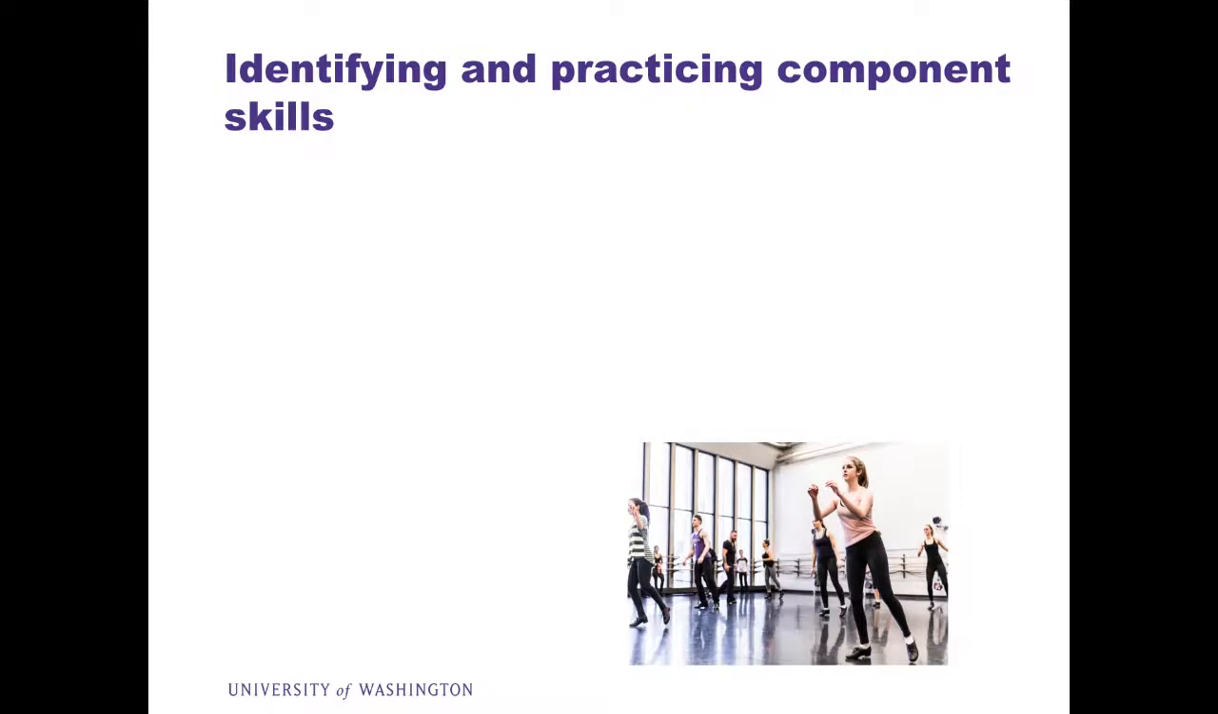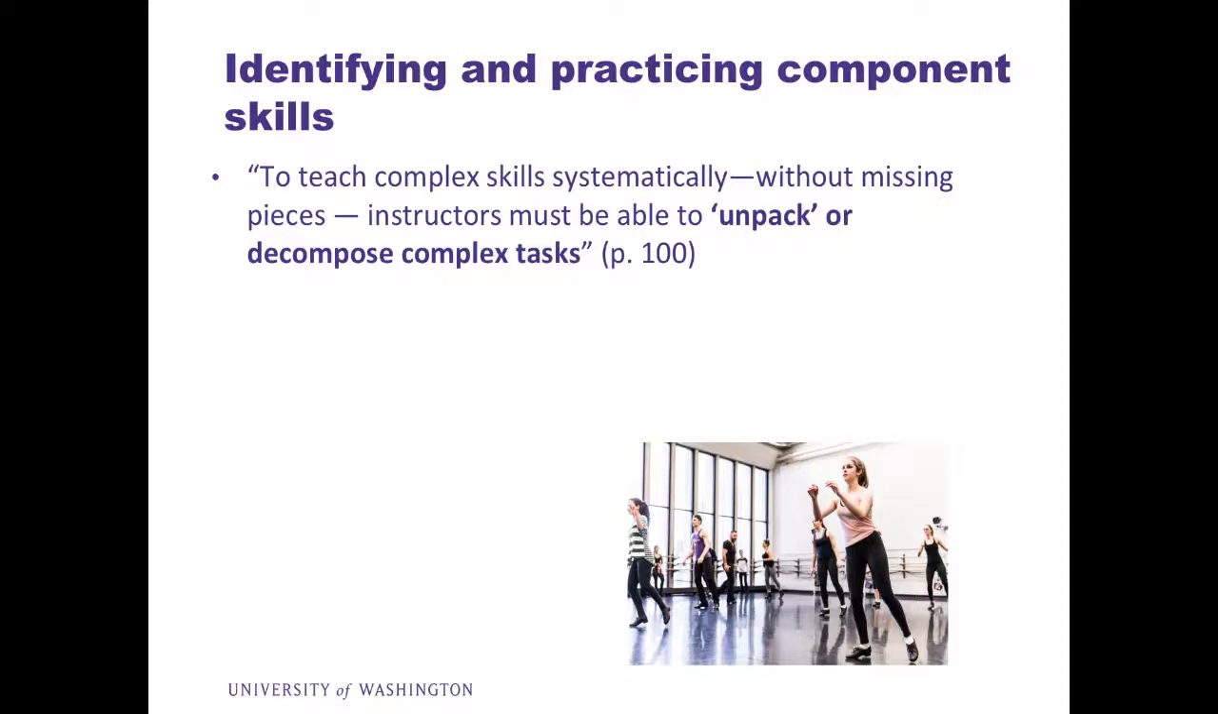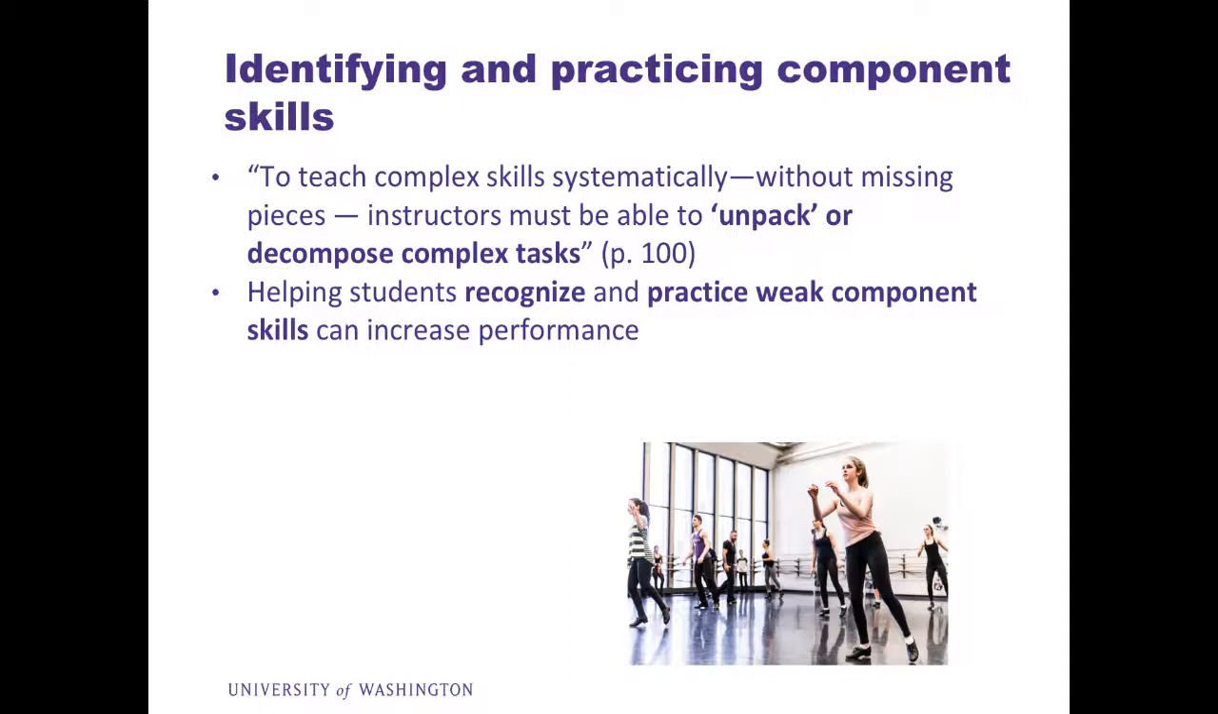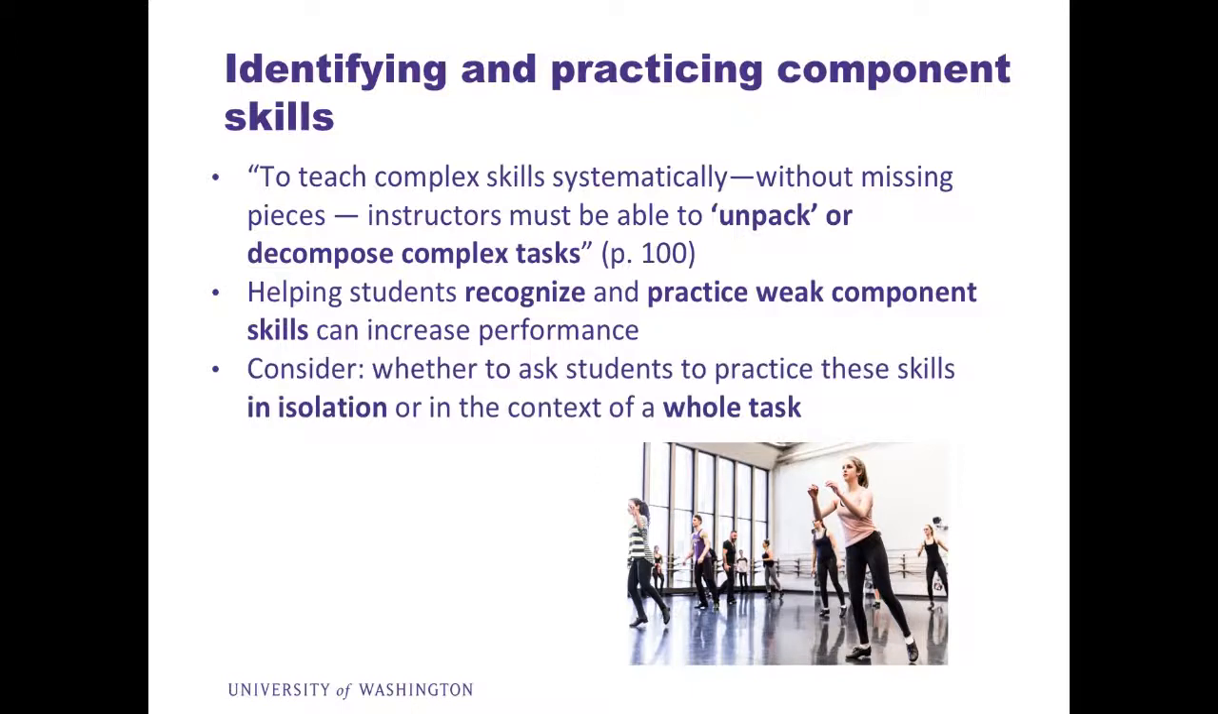To achieve mastery, students need to be able to identify the component skills that we take for granted as experts. Ambrose et al. point out that to teach complex skills systematically, without missing pieces, instructors must be able to unpack or decompose complex tasks. So once we have identified the component skills of whatever we want our students to master, we can help students recognize or understand what the component skills are, and then practice those that they are weak in. An important consideration for practicing component skills is whether to ask students to practice these skills in isolation or in the context of the whole task.